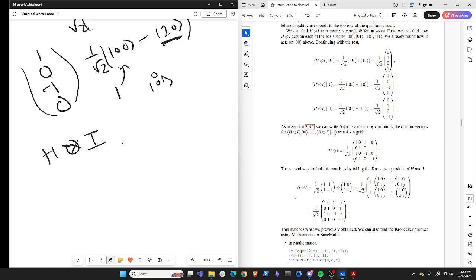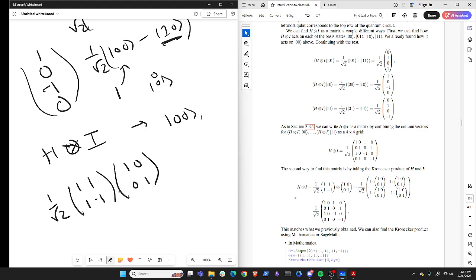It'll have the same effect when it's applied to, for example, 0, 0 or any other 2-qubit state. But we can just make one matrix that combines these two together. So as we mentioned, H is 1 over square root of 2, 1, 1, 1, and negative 1. I is our identity matrix, 1, 0, and 0, 1. We are taking the tensor product of these two.